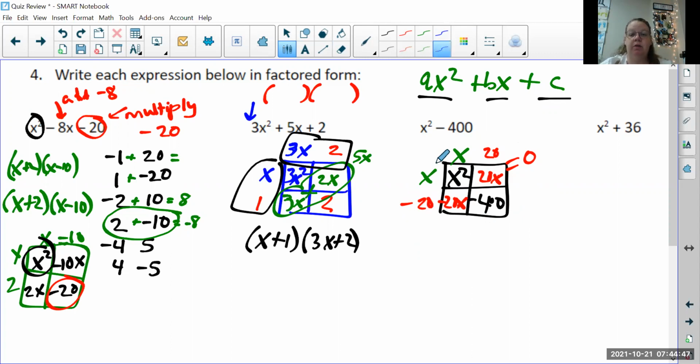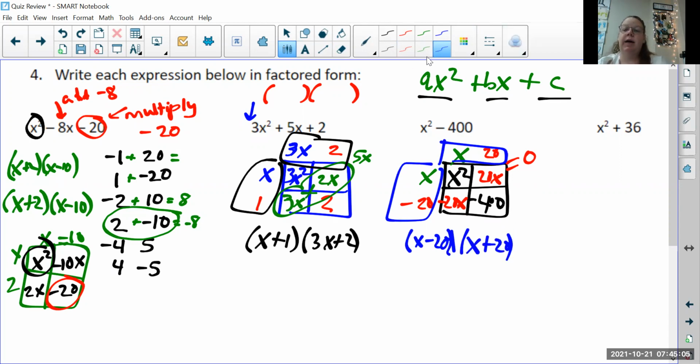So then my final answers are x minus 20. That's the first group. And then x plus 20.